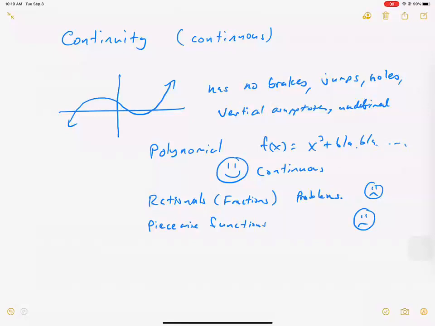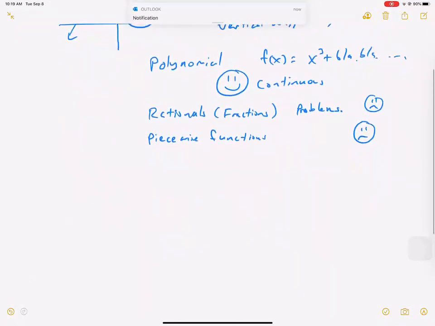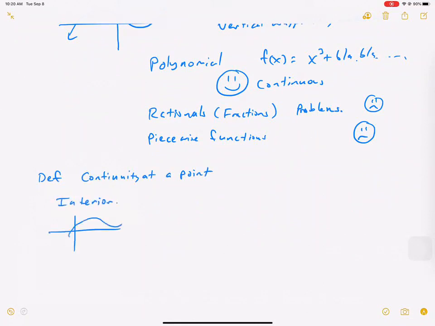So let's talk about what a continuous function is by definition. So a continuous function for us, let's look at the definition. And we're looking at continuity at a point. And that's how we measure continuity. Something is continuous if it is continuous at all the points. So first let's look at the interior point. An interior point is a point in the middle of the graph, right? It's in the middle of the graph, not at an endpoint.